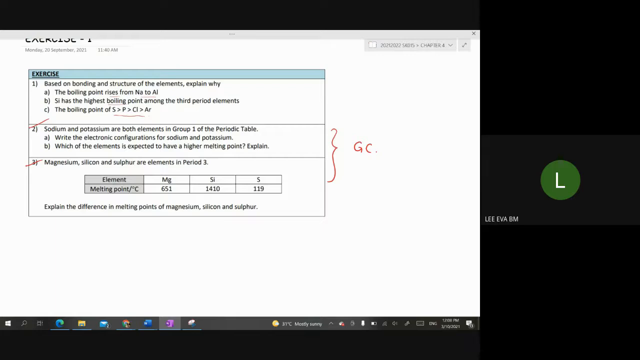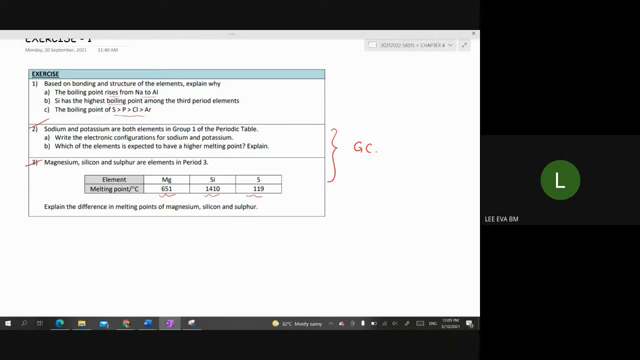Question number 3: magnesium, silicon, sulfur. If you can see over here, the melting points are different for all of them. Silicon has the highest, sulfur has the lowest. Explain what the structure is in them. Magnesium has metallic bond, then explain. Silicon has a giant network covalent structure, then explain. Sulfur exists only as S8. So what forces do they have? You can also write it in a table, no problem. Explain the differences in melting point of these 3 elements.